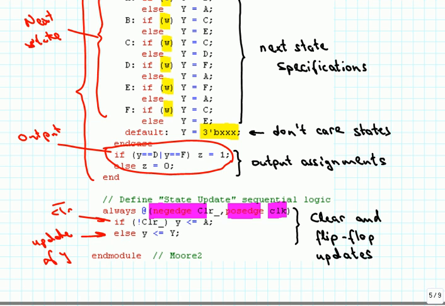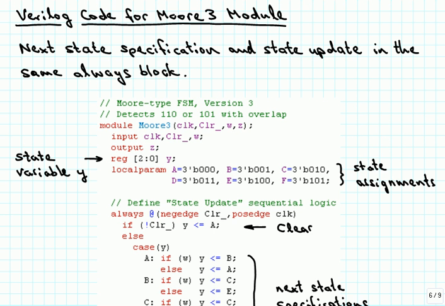And here is a third version, which we call Moore 3, of implementing the same finite state machine. In this case, we're taking the next state specification and the state update into the same procedural block, into the same always block. Okay, so here's how this works. We have again input, clock, clear, W, and C. That is the same as before.